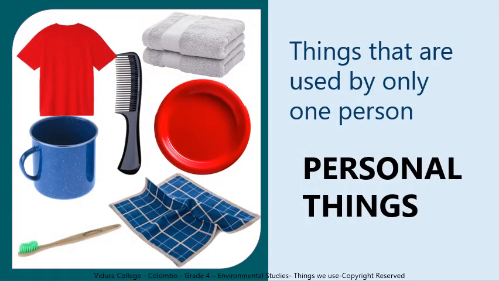Objects we use at home. The objects and equipment that we use daily can be divided into two as personal things and common things. First, let's focus on personal things. These are the things that are used by only one person. These things cannot be shared. Some of the examples are comb, towel, toothbrush, plate, cup, clothes, and handkerchief. Would you share your toothbrush with your brother or sister? No, that is a personal thing.